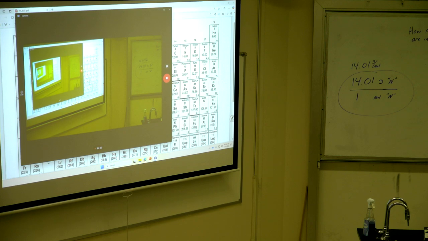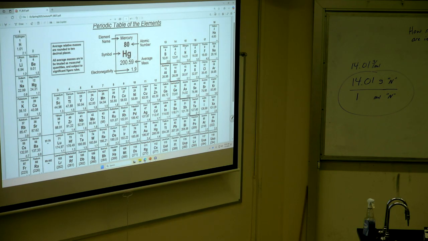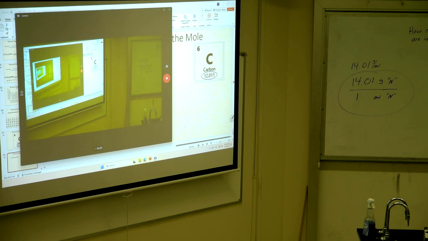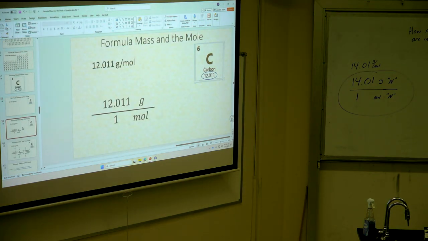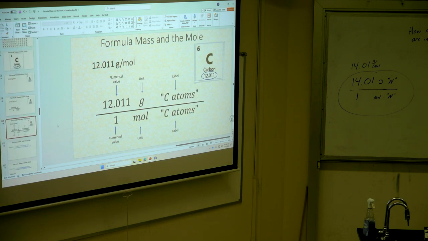All right. Let's go on with this. So just pointing out what you see on the periodic table. I wrote it out as C atoms. We could just put C in quotation marks, but it's the same idea. You've got numerical value, grams, label, numerical value, moles, label.